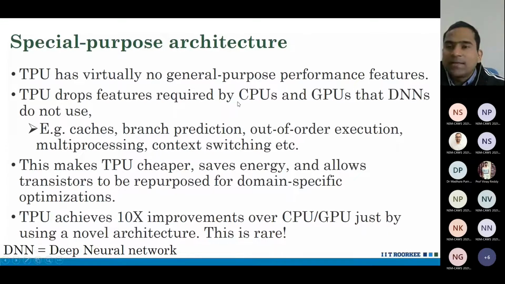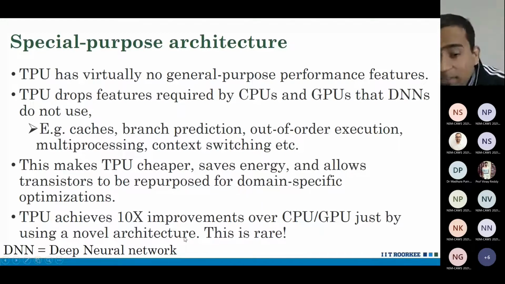TPU drops features required by CPUs and GPUs that DNNs do not use, such as caches. TPU doesn't have cache, at least this version. The later versions have some sort of cache, but not this version. Branch predictor, there is no need of a branch predictor. Even GPUs don't have a branch predictor. Out of order execution, multiprocessing, context switching. This makes TPU cheaper, saves energy, and allows transistors to be repurposed for domain-specific optimizations. So you don't use transistors just for making caches or out of order execution, but use them for designing MACs. TPU achieves 10 times improvement over CPU and GPU just by using a novel architecture, specifically the systolic array.